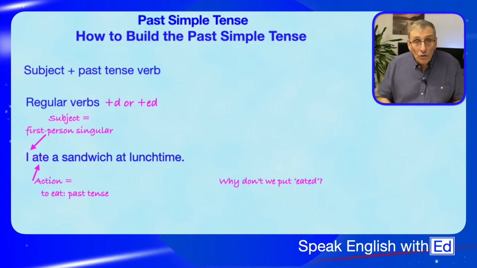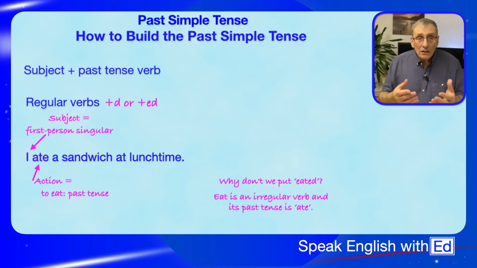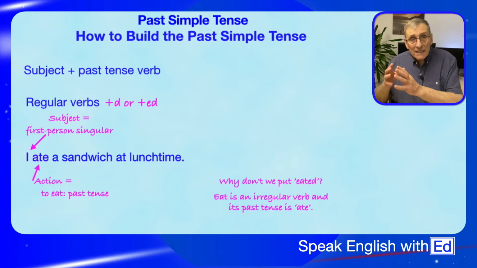Well, do you know? It's because the verb eat is an irregular verb. Irregular verbs don't conform to regular verb rules. Irregular verbs have got rules of their own. In fact, they don't have any rules, none at all. The irregular verbs have their own word. And in this case, eat, it's ate. The past tense of eat is ate.